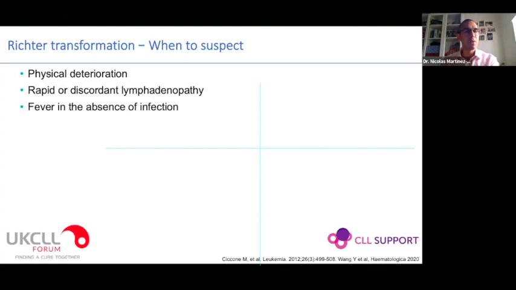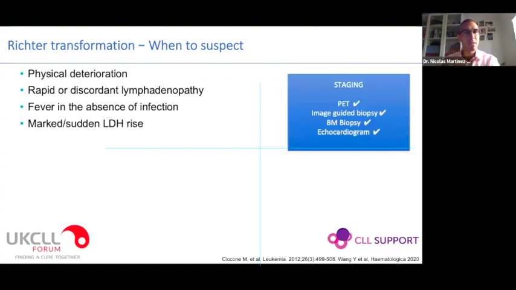Fever in the absence of infection, quite frequently. Richter's is associated with EBV, and hence that could in itself cause an inflammatory type of disease with fevers, etc. Also a marked and sudden rise of the LDH, indicating rapid disease kinetics, and essentially those are the main ones.